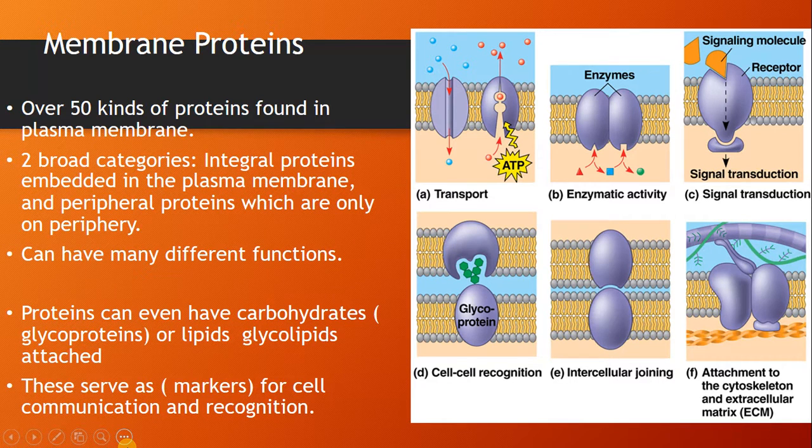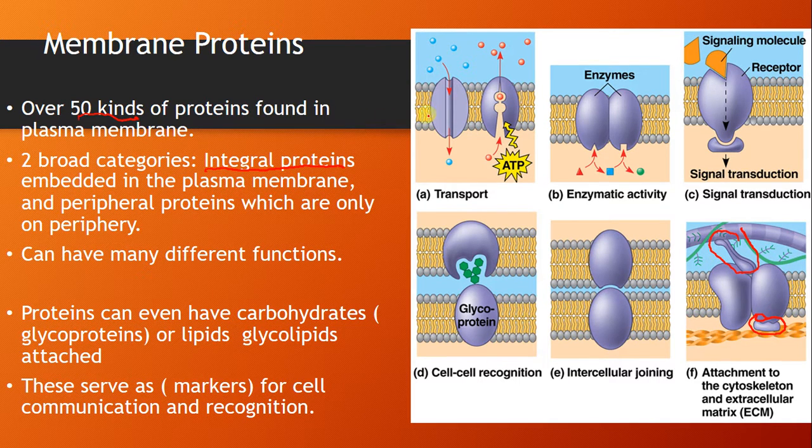There's membrane proteins that are extremely important. They do a variety of functions. There's over 50 kinds of membrane proteins in the plasma membrane. But in general, there's two broad categories. Integral proteins that are embedded inside of the phospholipid bilayer, like these. They are inside, spanning the phospholipid bilayer. And there's peripheral proteins, maybe like this one, that only are on one side, the inside or the outside, or this one. They don't cross over through the phospholipid bilayer.